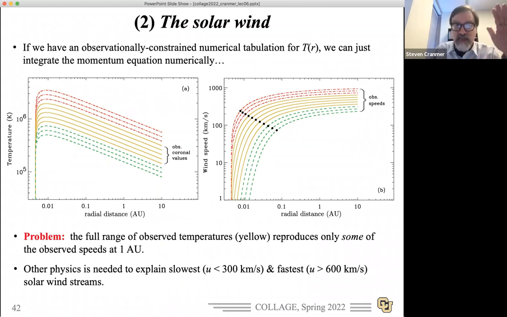Oh yeah, another thing, like I said, if you had the temperature as a function of distance, as sort of a table, right? Essentially replace the constant temperature with some known function of temperature. You can just integrate everything numerically. These are figures from that same encyclopedia article I mentioned before.